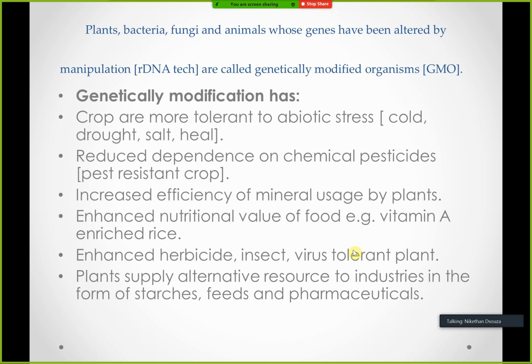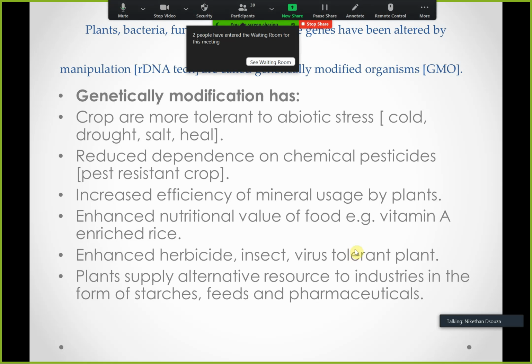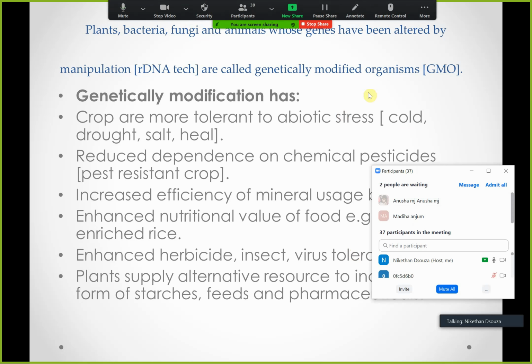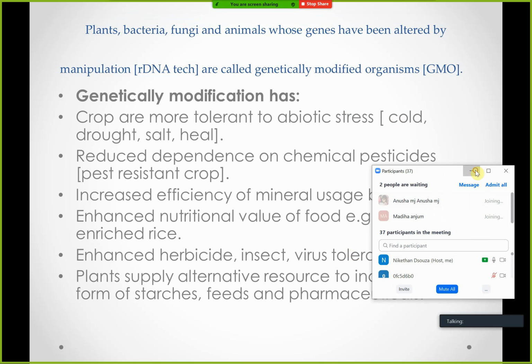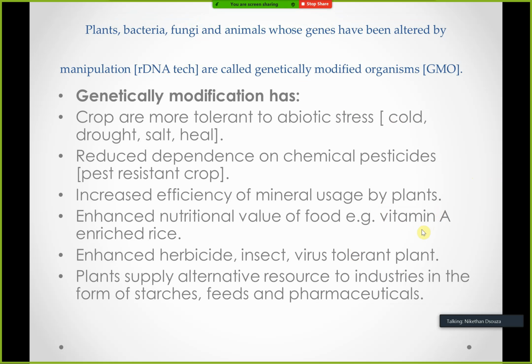Okay, I was talking about increasing efficiency. There are micronutrients and macronutrients. Some of the plants will not be able to absorb those micronutrients. So by genetically modifying the plant, the roots can absorb those micronutrients, and the plant can grow well instead of providing external minerals.